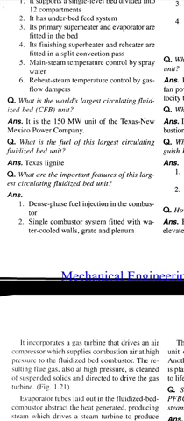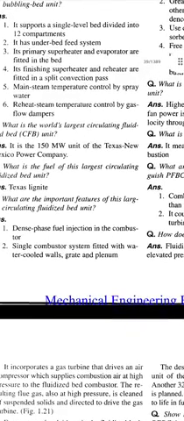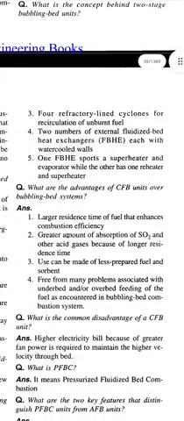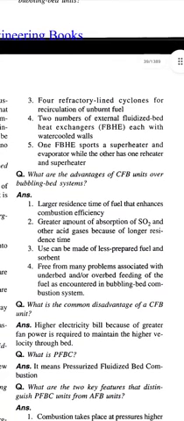Answer. Dense phase injection in the combustor. Single combustor system fitted with water cooled valves, grate and plenum. 4 refractory lined cyclones for recirculation of unburnt fuel. 2 external fluidized bed heat exchangers, FBHE, each with water cooled valves. One external fluidized bed heat exchanger supports a superheater and evaporator while the other has one reheater and superheater.